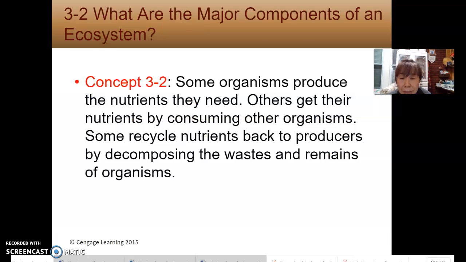The second part is that some organisms produce the nutrients they need. Others get their nutrients by consuming other organisms. Some cycle nutrients back to producers by decomposing the wastes and remains of organisms.